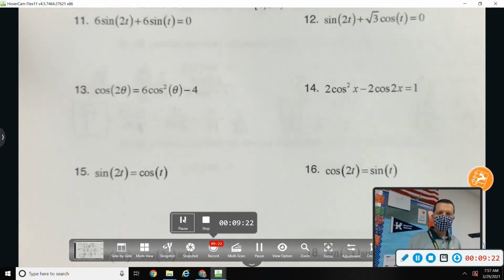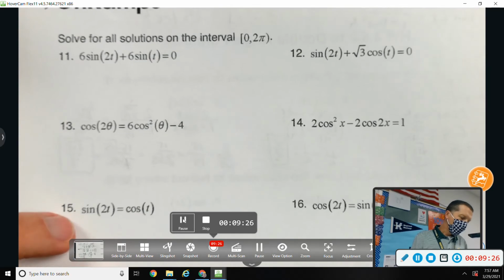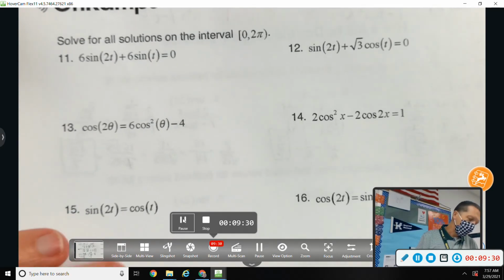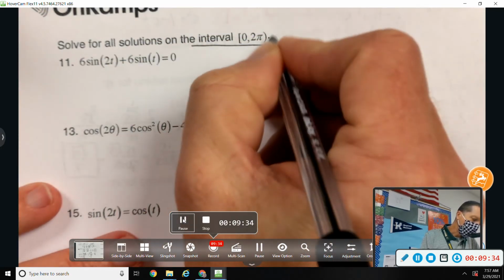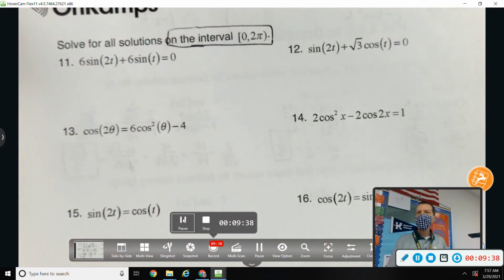Here's what I definitely wanted to get to. Some equations. We haven't done equations in a while, so this is going back a little bit. Solve for all solutions on the interval 0 to 2 pi. So that means I don't have to worry about plus 2 pi k. I just need the answers from 0 to 2 pi.